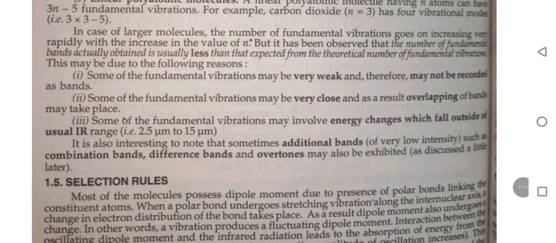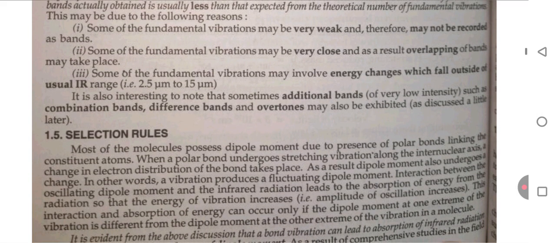Some of the fundamental vibrations may be very weak and therefore may not be recorded as bands. Some of the fundamental vibrations may be very close, and as a result overlapping of bands may take place. Some of the fundamental vibrations may involve energy change which falls outside the usual IR range. It is also interesting to note that sometimes additional bands such as combination bands, difference bands and overtones may also be exhibited.